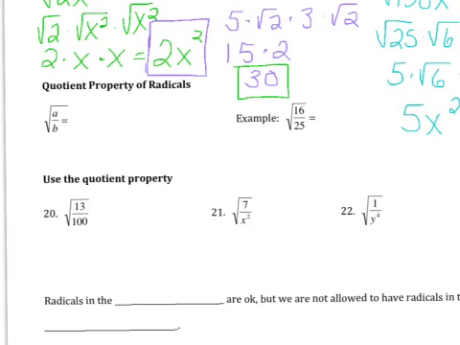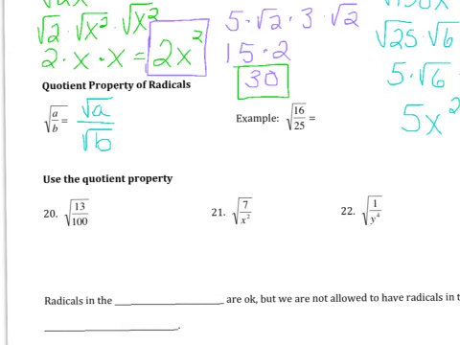Now we're going to be talking about the quotient property of radicals. If we have the square root of a over b, we're allowed to break that up as the square root of a over the square root of b. This is going to help us simplify because remember, we're not allowed to have a fraction inside the radical. So if we're looking at the square root of 16 over 25, we can break that up as the square root of 16 over the square root of 25. The square root of 16 is 4. The square root of 25 is 5. So our final answer is 4/5.